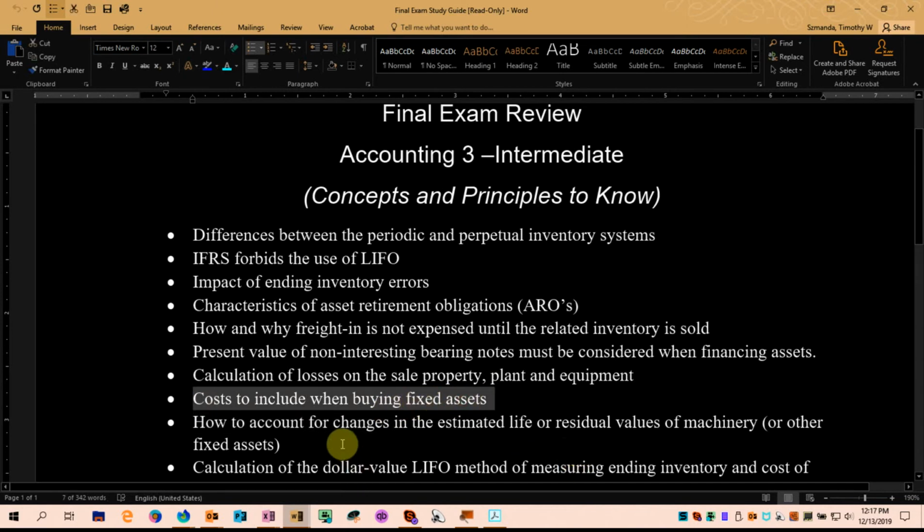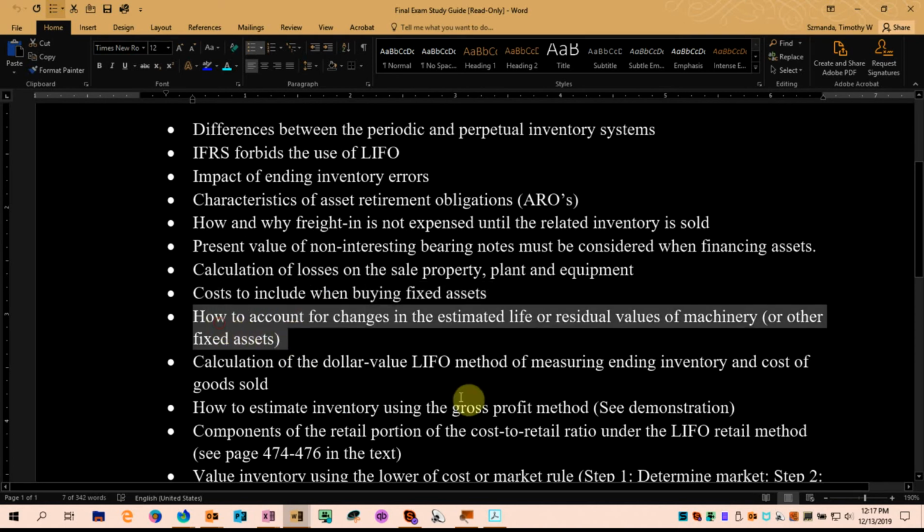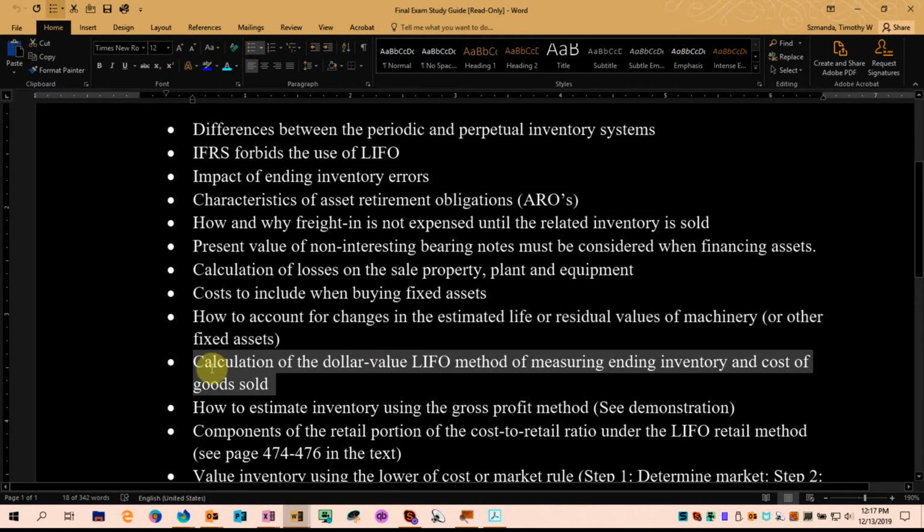So any cost, for example, to set up a machine, test it, get ready for its use, would all be rolled into the purchase price of the fixed asset, and that then becomes your depreciable base once you've netted out any salvage value. Know how to account for changes in the estimated life or residual values of machinery or other fixed assets. The calculation of the dollar value LIFO method for measuring any inventory and cost of goods sold. So you may want to review just the concepts of that.